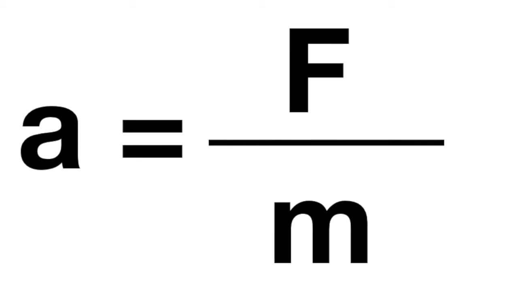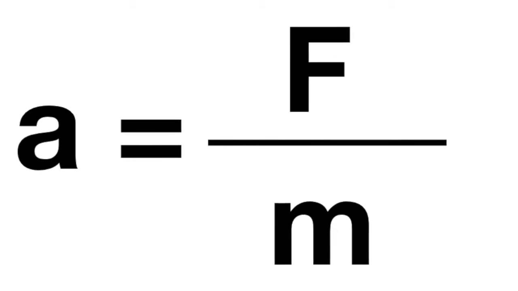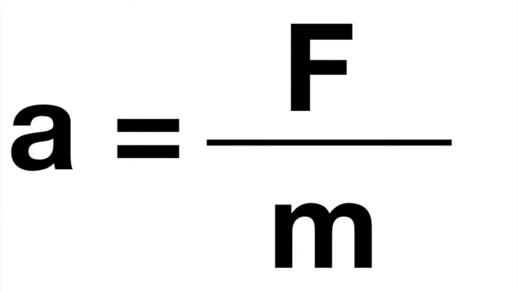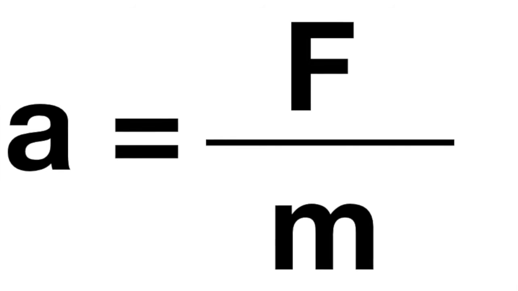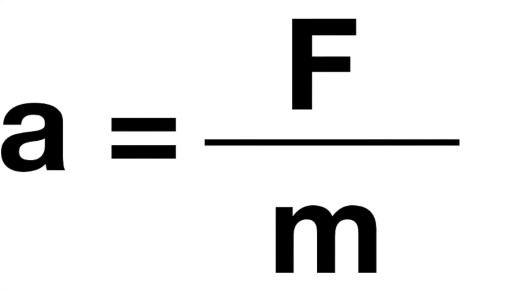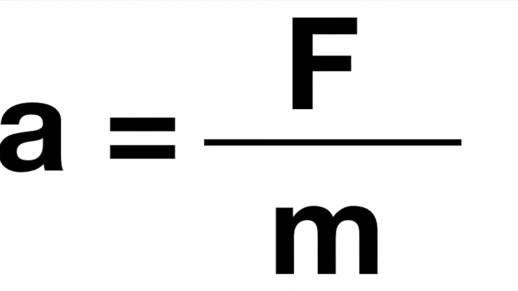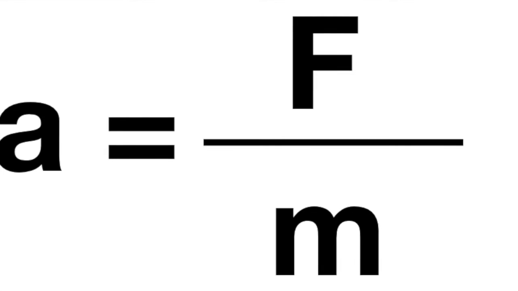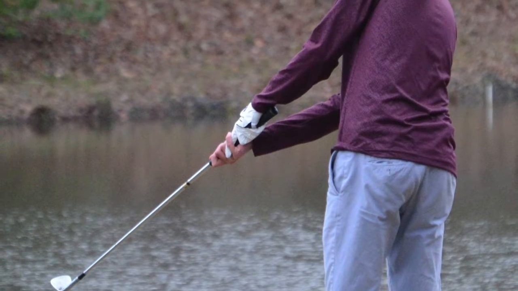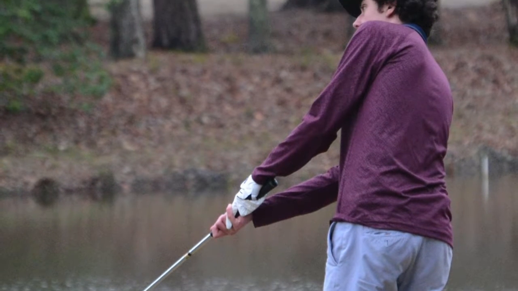Because the F, the force, is on the top of the fraction, it means it's directly proportional to the acceleration. The bigger the force, the bigger the acceleration. Because the m is in the denominator of the fraction, that means it is inversely proportional. The bigger the mass, the smaller the acceleration. So when Garrett hits a mass that's pretty small, it's going to accelerate pretty big.